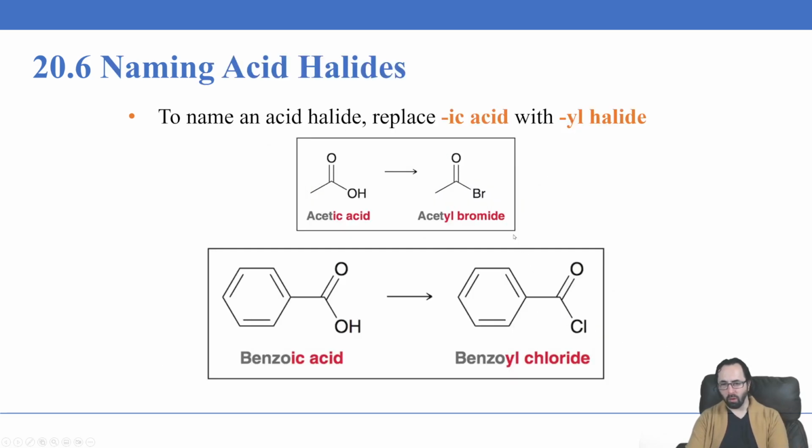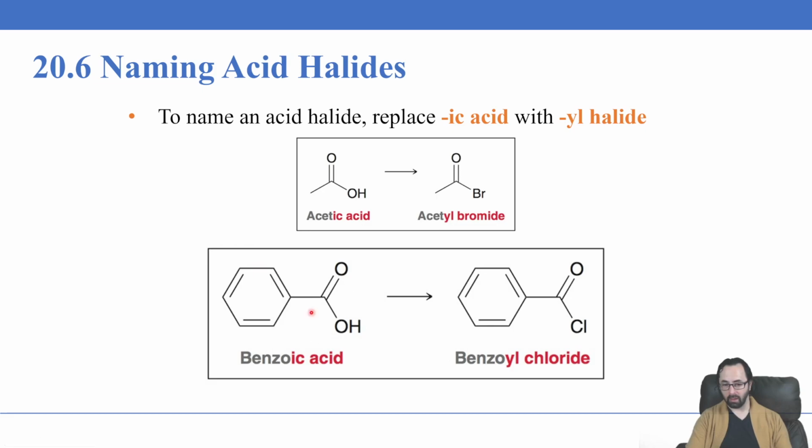So, for all these carboxylic acid derivatives, how will we name them? Well, if you've got an acid halide, you just replace the ic acid in the name with il, and then the halide. So here this would be referred to as ethanoic acid, or common name acetic acid. We would just change the ic acid in ethanoic or acetic acid to yl bromide. So acetic acid would become acetyl bromide.